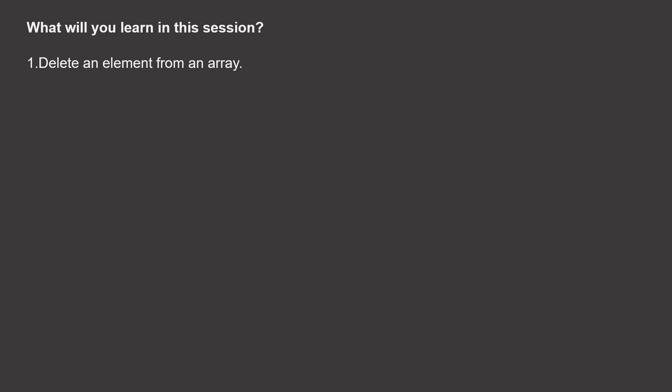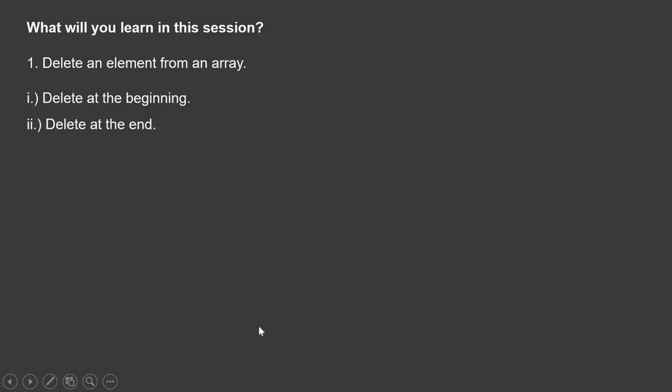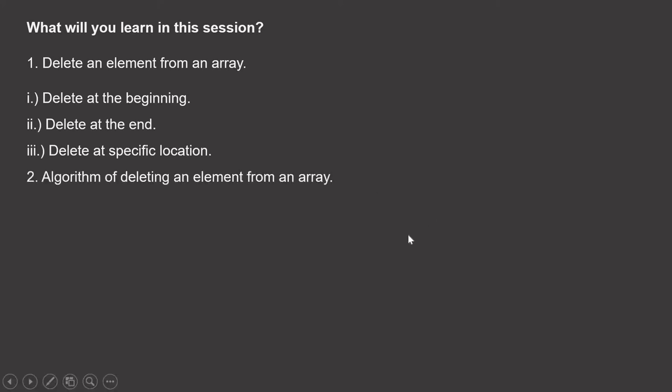Okay, so in this session we are going to delete an element from an array, and there are three scenarios. First is deleting at the beginning, second is deleting at the end, and third is deleting at a specific location. And we will also discuss the algorithm of deleting an element from an array. So let's start with deleting at the beginning of an array.